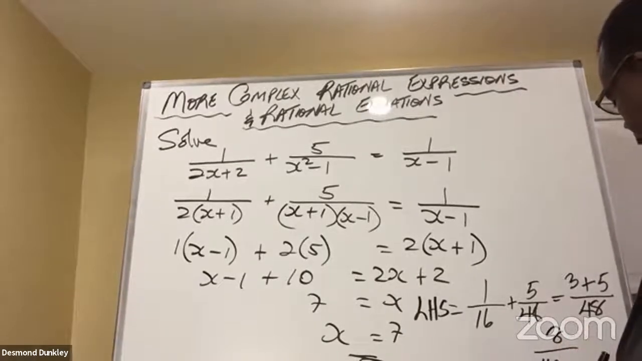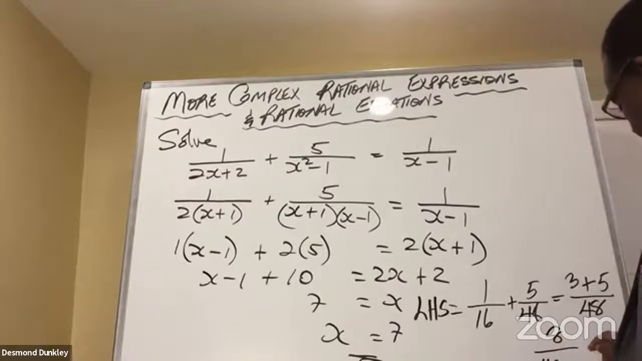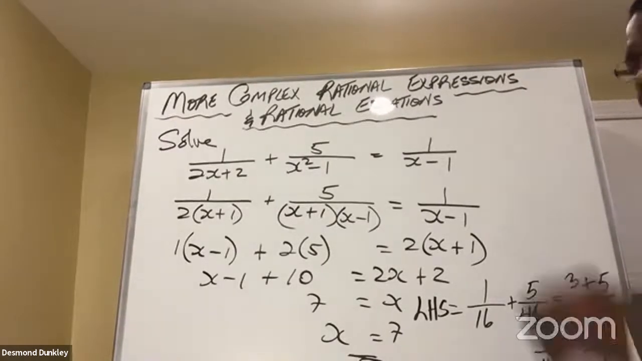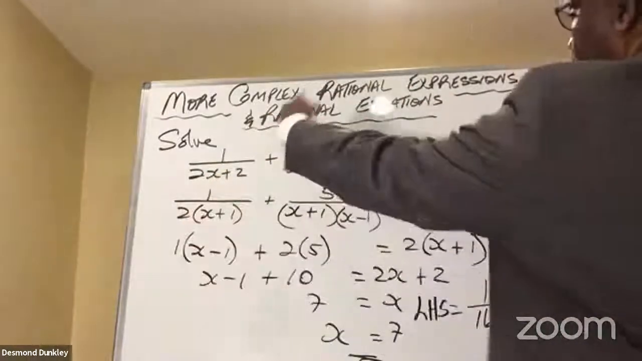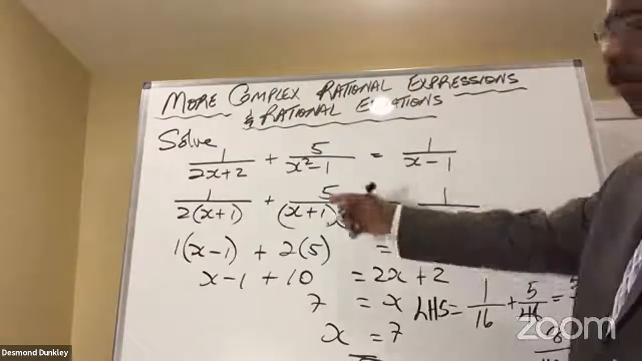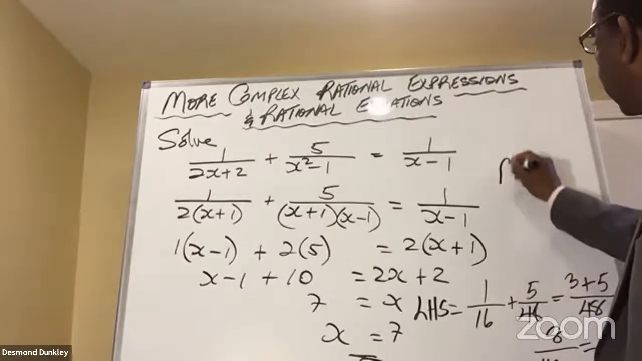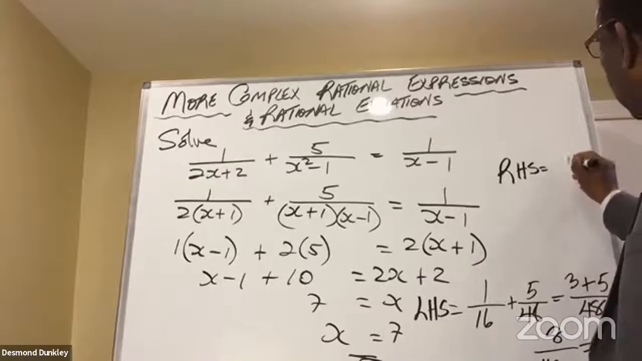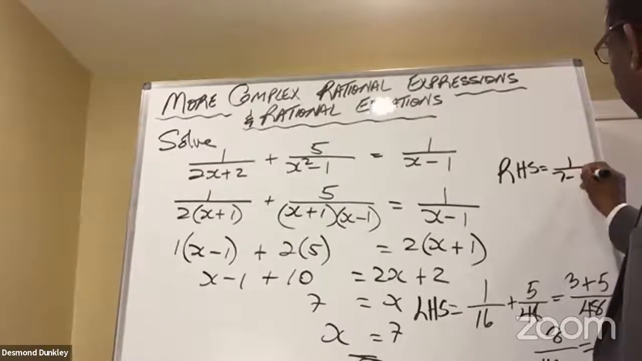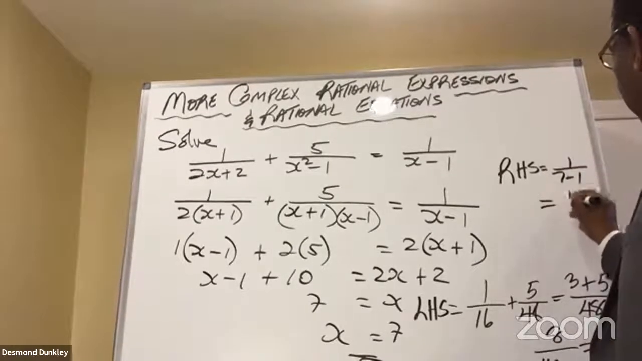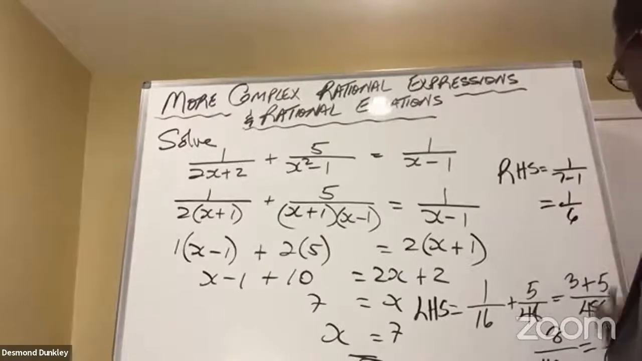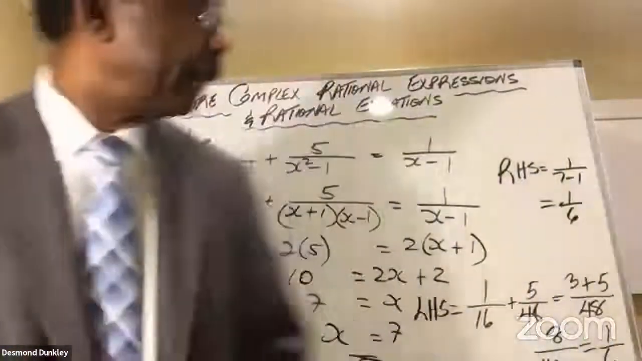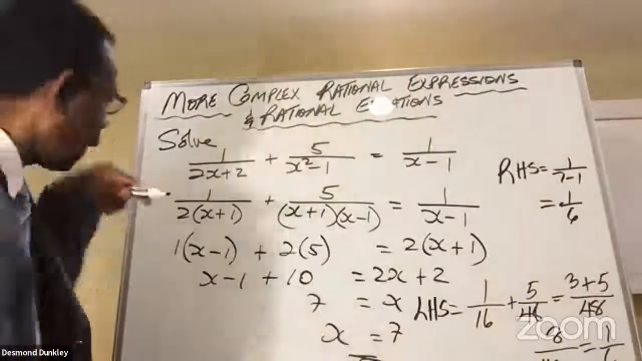What is 8 over 48? Divide top and bottom by 8. We end up with 1 over 6. So the left-hand side is 1/6. Let's go to the right-hand side. Right-hand side is equal to 1 over 7 minus 1 equal to 1 over 6. 1, 6, 1, 6. So we are good. Okay? Let's do another one.